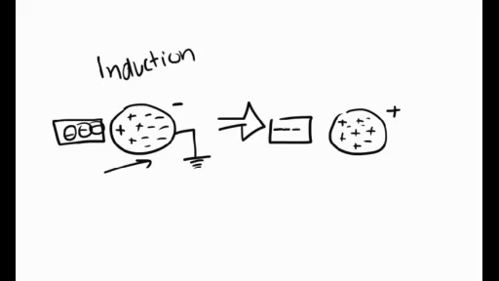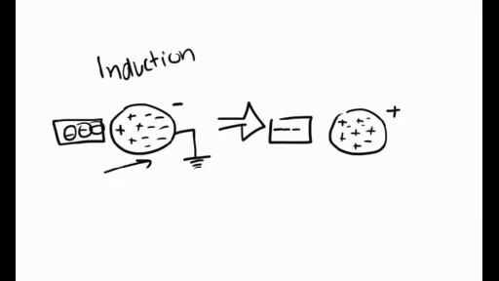Alright, now charging by polarization. Charging by polarization is a little bit more complicated than the other two, but just a little bit. In the presence of a charged object, the centers of these may shift slightly, resulting in more positive charge on one side than the other.